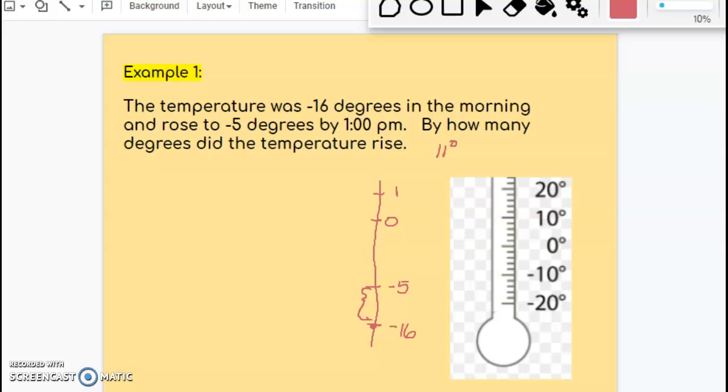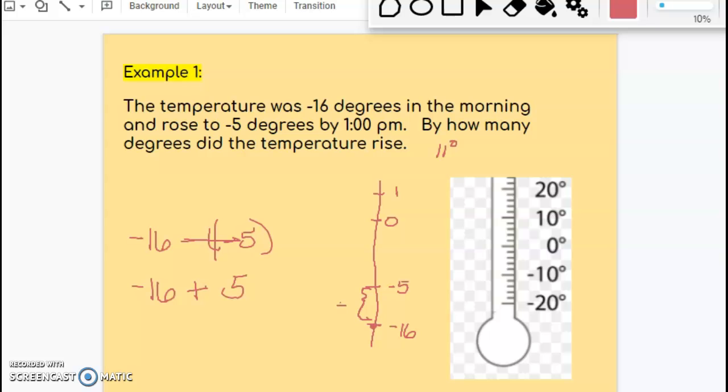If you wanted to write an equation for this, since finding the space between two numbers is subtraction, we could write it like this. We have negative 16 minus a negative 5. And we know we're going to rewrite it. So we have negative 16 followed by, and this right here gives us a positive 5.